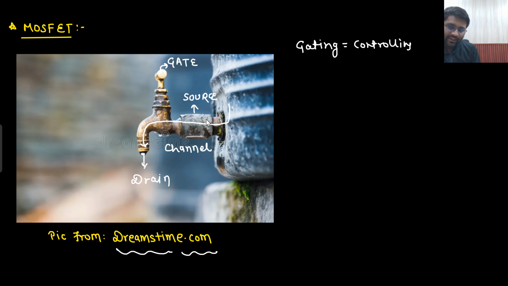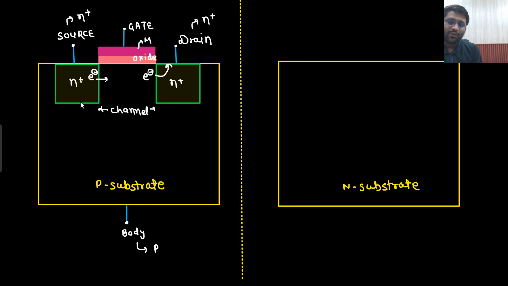From the source, water is flowing out. It will be controlled by the gate and flowing out of the drain. From the source, electrons will go out, travel through the channel, and get out of the drain. What is electron here? Electron is the charge carrier. And what will be the use of gate? Sir, gate will be controlling. How will it be controlling?